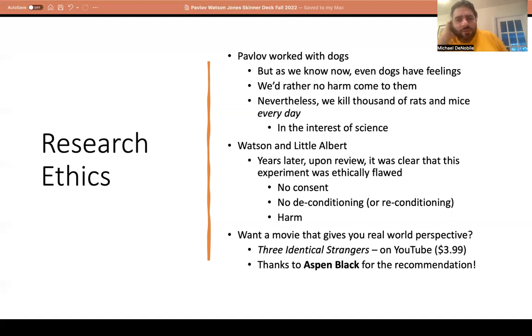Watson and little Albert. Years later, upon review, it was clear that the experiment was ethically flawed. There was no consent, there was no deconditioning or reconditioning, and therefore harm was done to little Albert. He was never deconditioned to no longer fear white, fuzzy things for the rest of his short life. And if you want a real world perspective, there is a documentary called Three Identical Strangers.